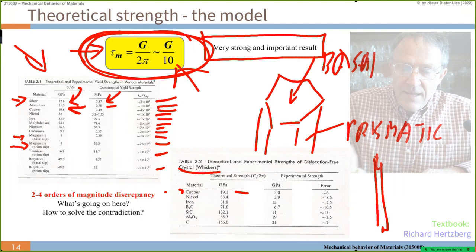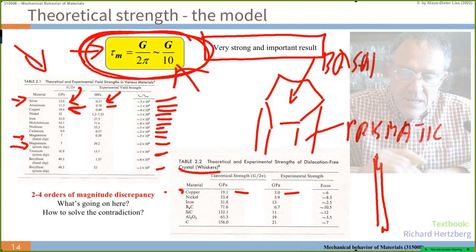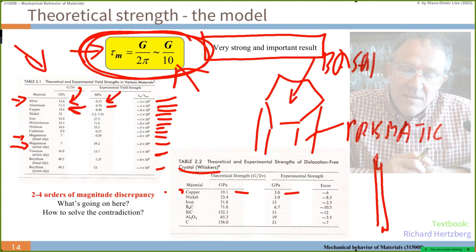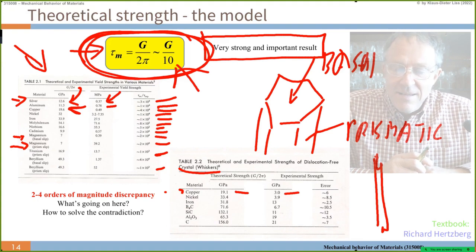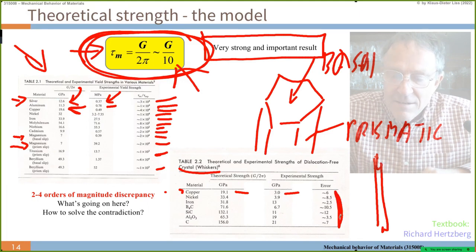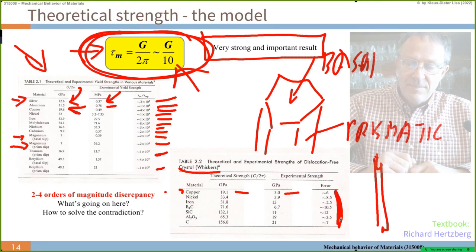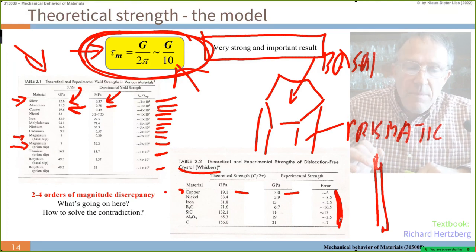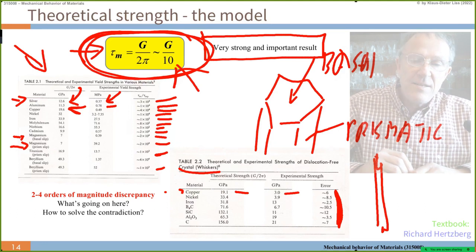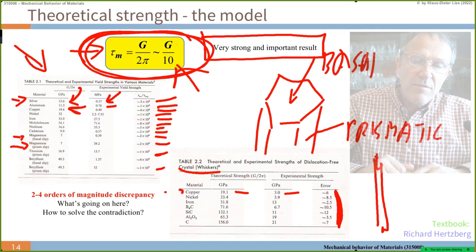And in the whisker, we observe a slip which is still much lower, but approaches at least one order of magnitude less. Not 10 to the 4 orders of magnitude, just about a factor of 6 or 10 or 12 or 7 or 3. So in the whisker, we approach more the theoretical strength given by this yellow equation, so G over 2 pi or G over 10.